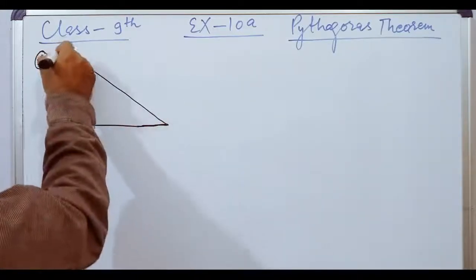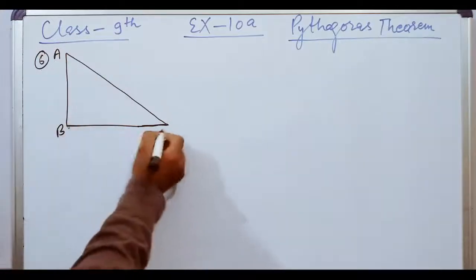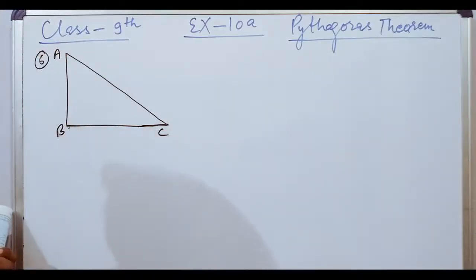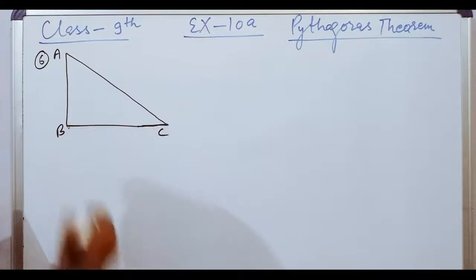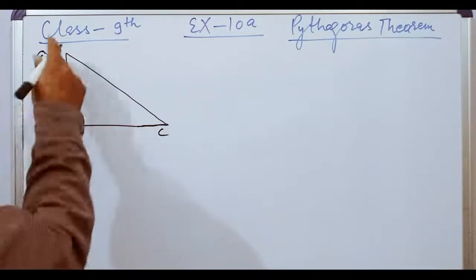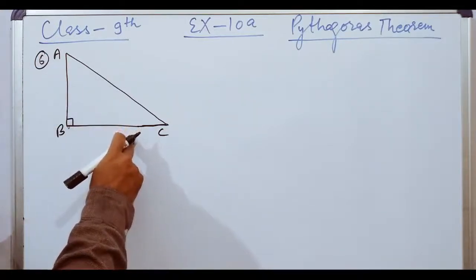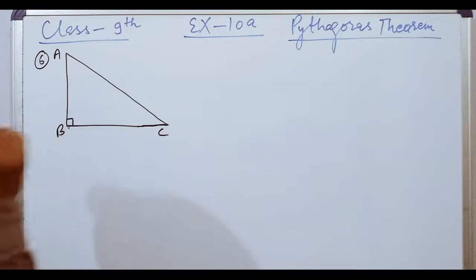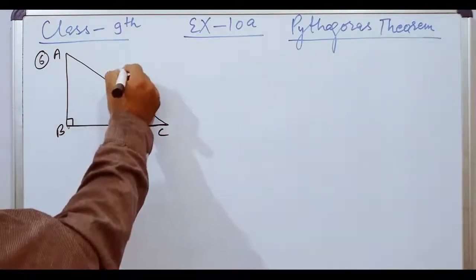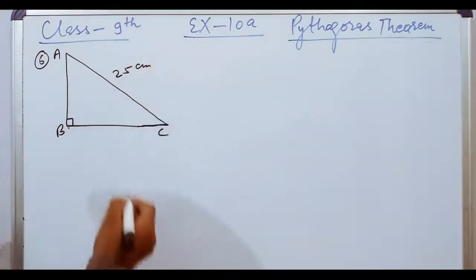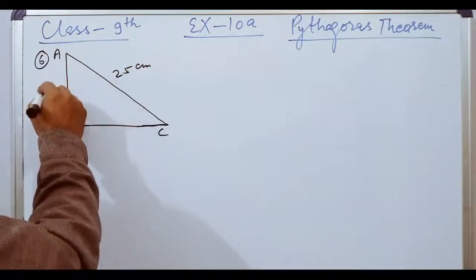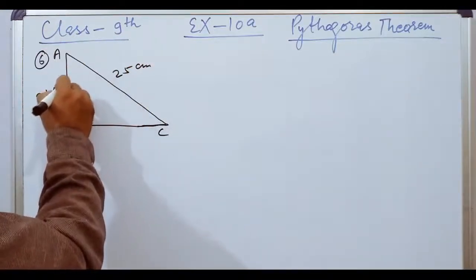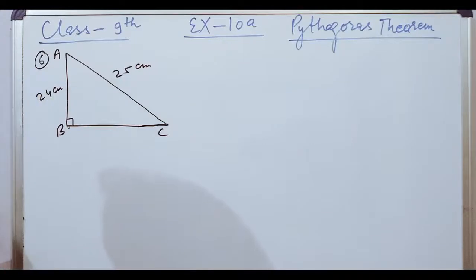ABC is a right angle triangle. Angle ABC is a right angle, so this is 90 degrees. AC is 25 centimeter. AB is 24 centimeter. Then calculate the area of ABC.